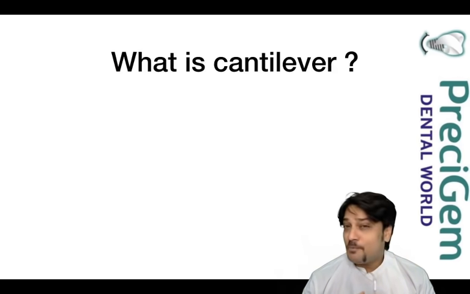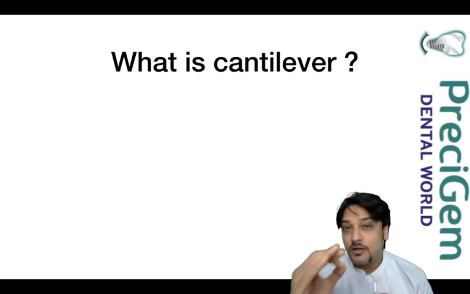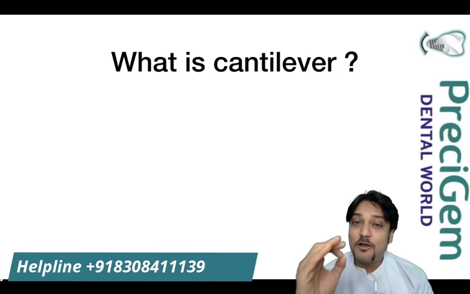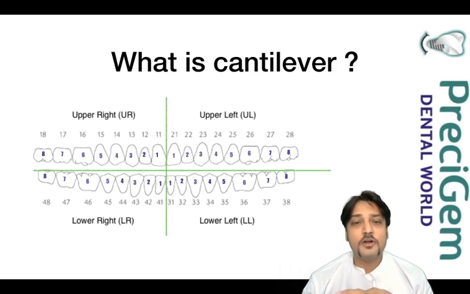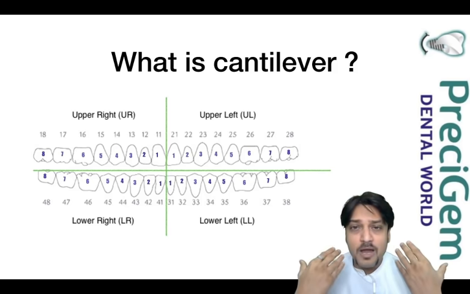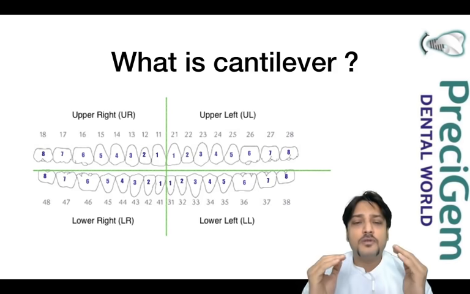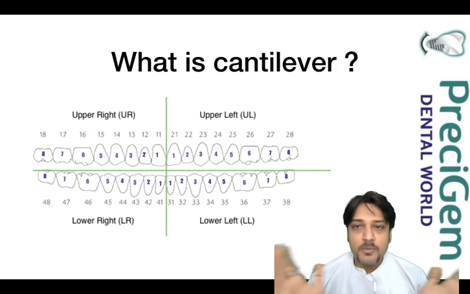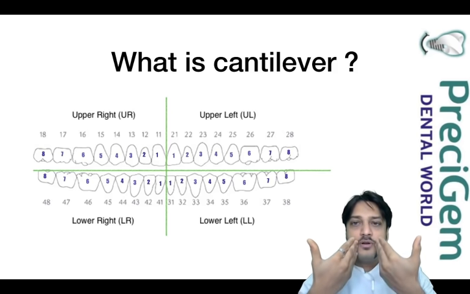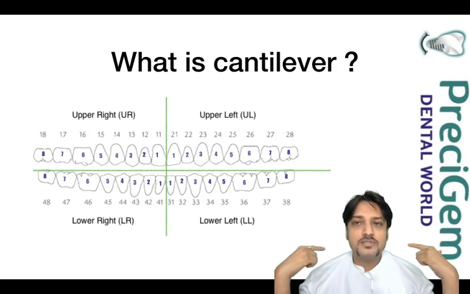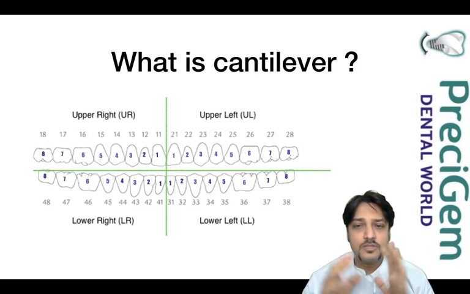So coming to the second point, what is a cantilever? It is very important for you to understand the concept of cantilever if you're planning on getting all-on-4 dental implants. Before going ahead with the cantilever concept, let me divide the full mouth of teeth into 4 segments: upper right, upper left, lower right and lower left. You can see the numbering which is given to the teeth. The central incisor is 1, and then we go gradually outwards till the end, which is 8, the third molar. So this is basically a tooth numbering system.